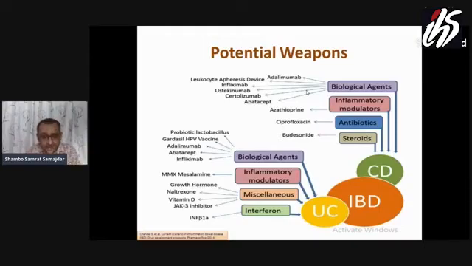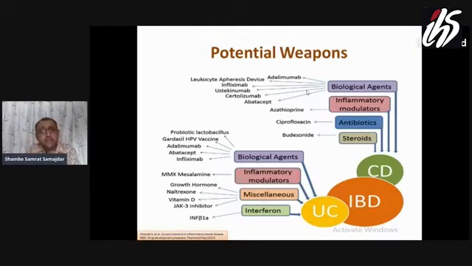For biological agents, we have adalimumab and infliximab. They generally block TNF alpha. There is leukocyte apheresis, or we can say alpha 4 beta 7 integrin blockade, which is generally mediated by certolizumab, or sometimes abatacept. There are some inflammatory modulators like azathioprine.